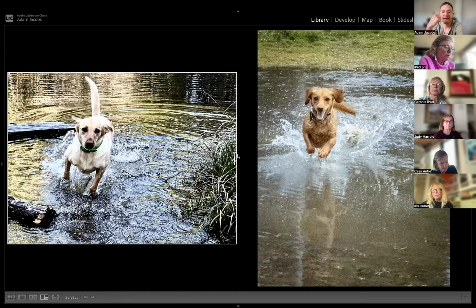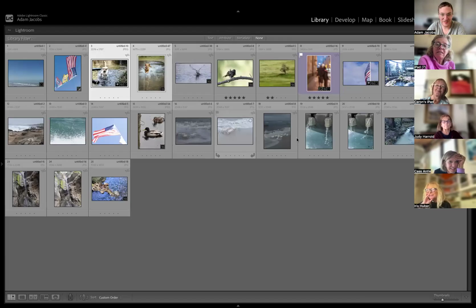There we go. So whose dog's the one on the right? Thank goodness we have mystery people. I know. Well, these have all been sent to me by you guys. Does everyone else see their pictures here?